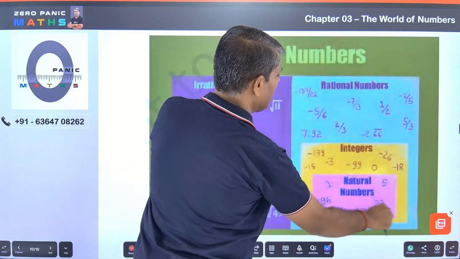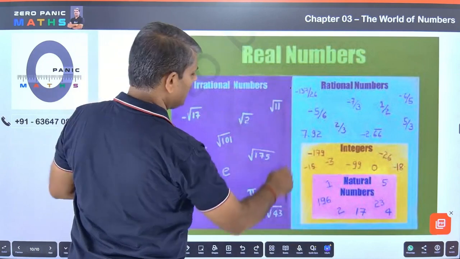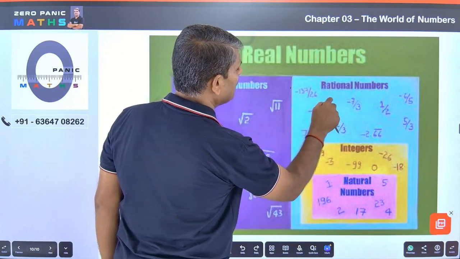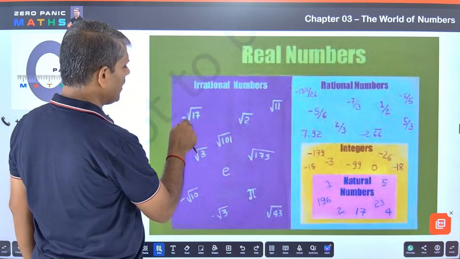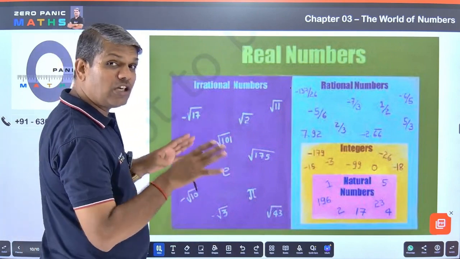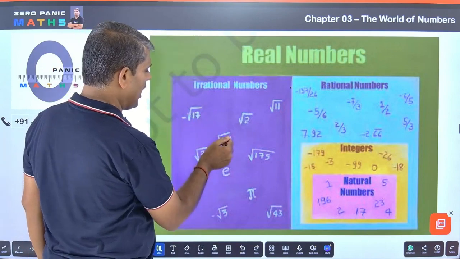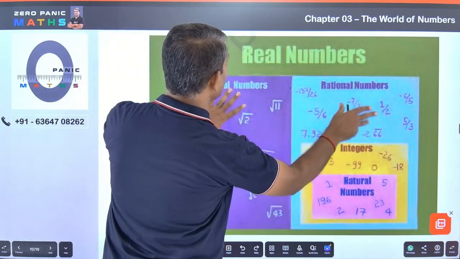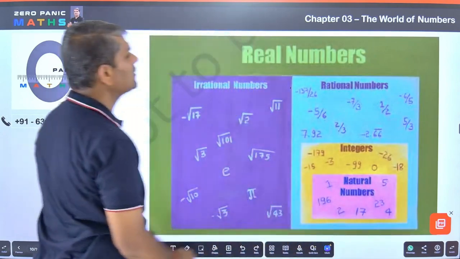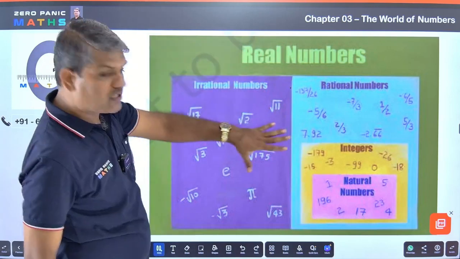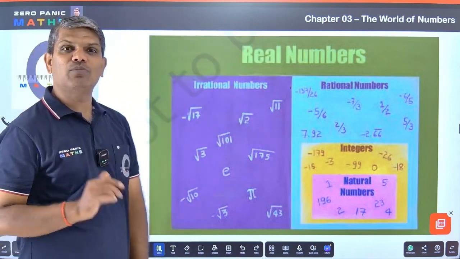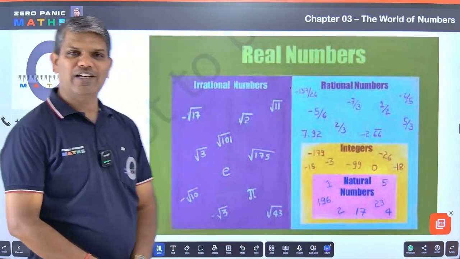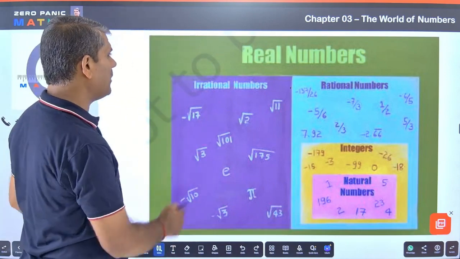Now coming to the irrational part, it is one set that does not possess the property of p by q, but it can be represented by non-repeating, non-terminating values, and they can be negative and positive. These are examples of irrational numbers. This irrational number set and rational number set make the whole big set of real numbers. You should remember this picture so that you come to know how our world of numbers evolved. Hope you can get a picture out of this.